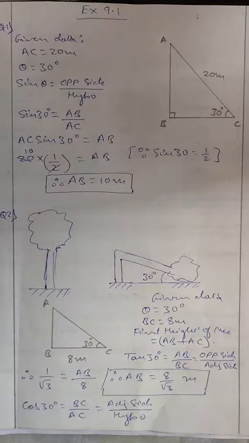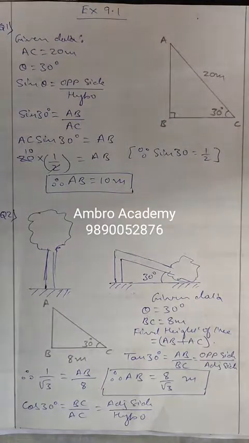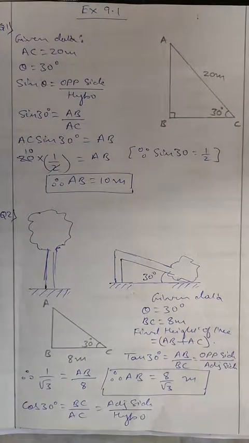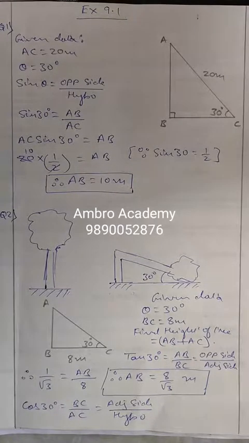The first question is, a circus artist is climbing a 20 meter long rope. They have given the length of the rope, which is 20 meters, tightly stretched and tied from the top of the vertical pole. One end of the rope is stuck to the pole top and the other end is grounded, that means to the ground. We need to find the height of the pole, and the angle the rope makes with the ground is 30 degrees.